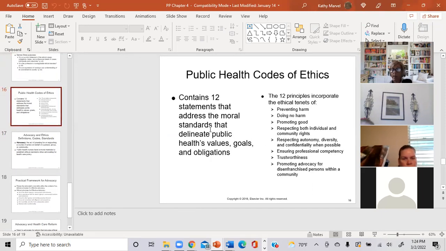Then we have what is the Public Health Code of Ethics. There's 12 principles. I'd like for you to read that. You don't need to memorize it, but I'd like for you to read through it. It contains 12 statements that address the moral standards that delineate public health values, goals, and obligations. And these 12 principles are a summary of this whole entire chapter. They incorporate ethical tenets: preventing harm, doing no harm, promoting good, respecting both individual and community rights, and so on.